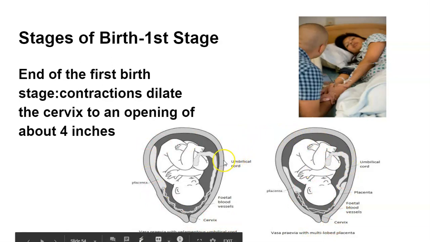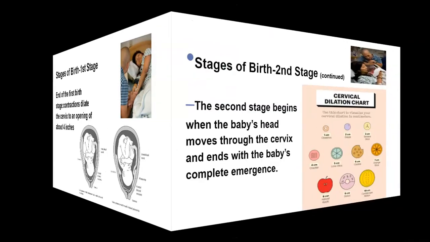And we talked about the umbilical cord here. The umbilical cord is attached to the placenta. And here is the cervix. As you can see, the cervix is closed. But at the end of the birth stage, the first birth stage, the cervix opens to about 4 inches.